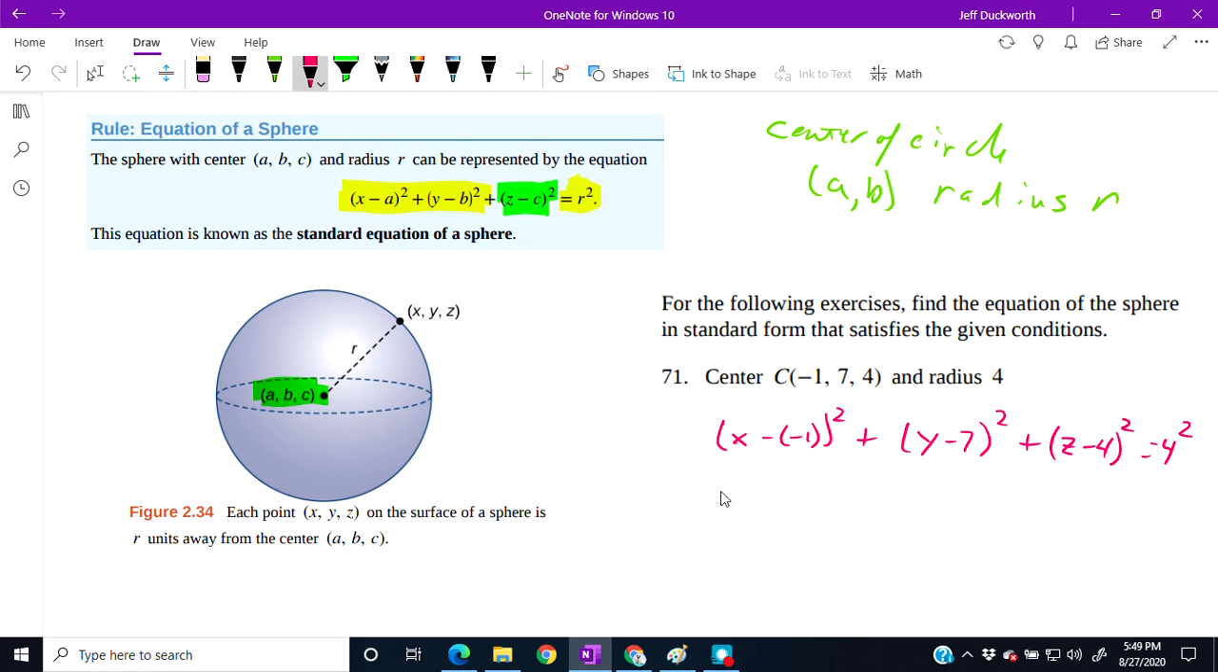which all we have to change here is this becomes x plus 1 quantity squared. And we can change this to 16. So this is what it would look like in standard form.